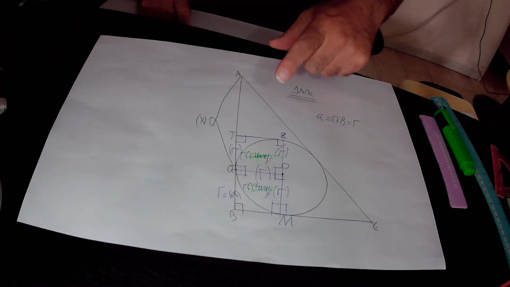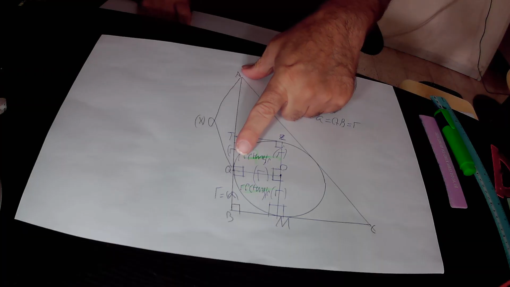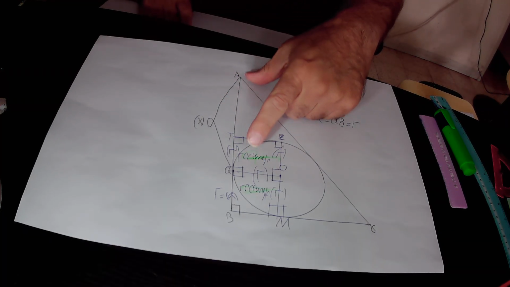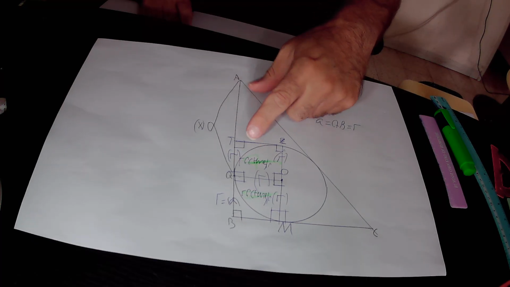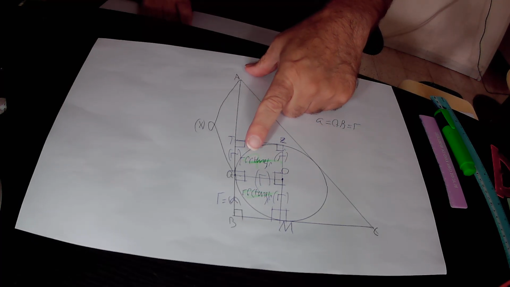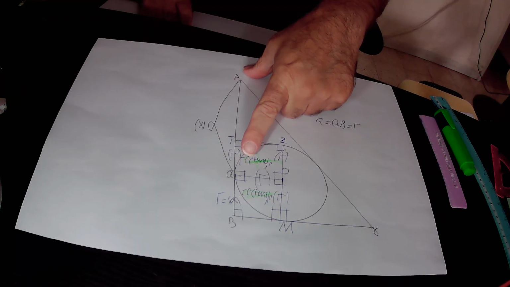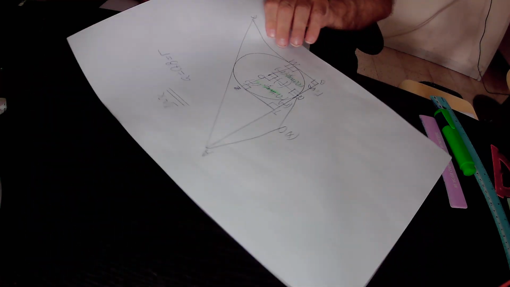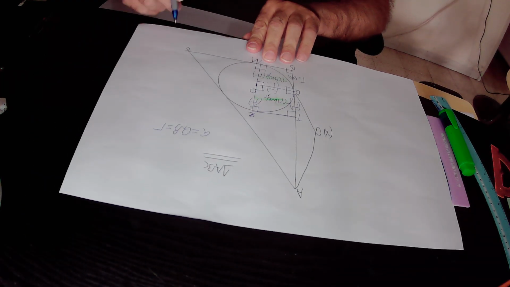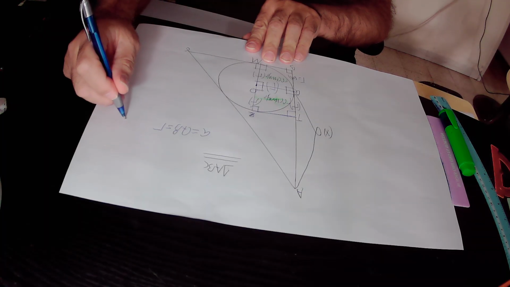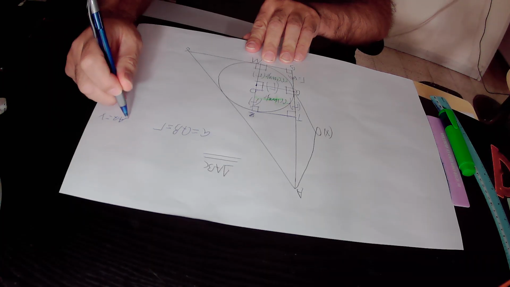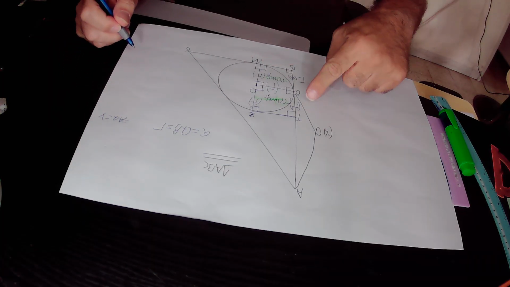What about AQ? AQ equals X from one side, but AQ also equals AT plus TQ. But TQ is R, so AQ in total equals AT plus R. So AQ equals X, and AQ also equals AT plus R.